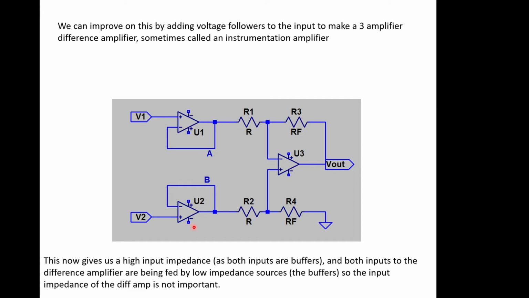So that's great. We've buffered the whole thing, and this thing is called an instrumentation amplifier, and this is a traditional three amplifier instrumentation amplifier. So you've got 1, 2, 3 op amps.